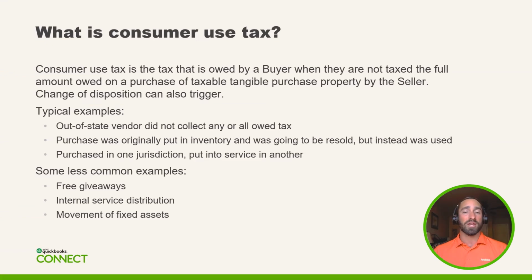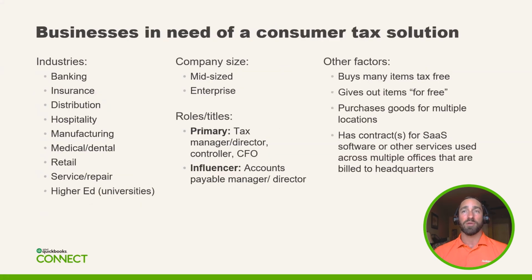And here's a couple examples. So free giveaways, internal service distribution, movement of fixed assets. Consumer use tax is also one of the #1 reasons why people will have issues in a sales tax audit, for what it's worth. And again, if you're in some of these common industries that you can see on the left, banking, insurance, distribution, hospitality, manufacturing, those are some of the most common industries that have use tax obligations.